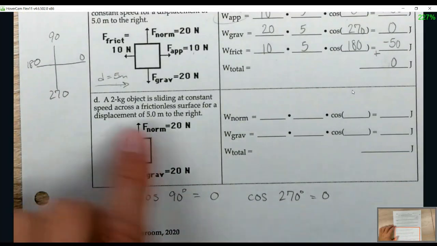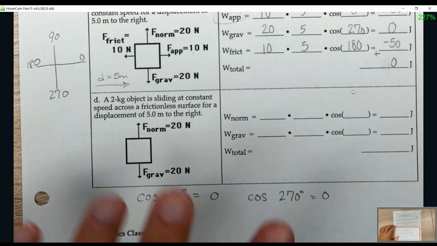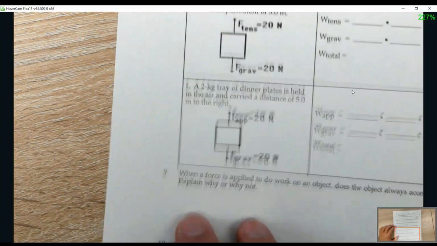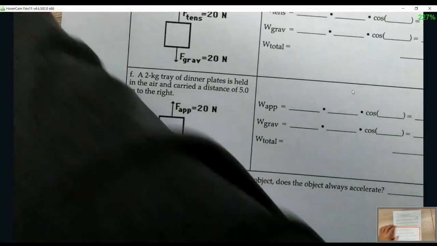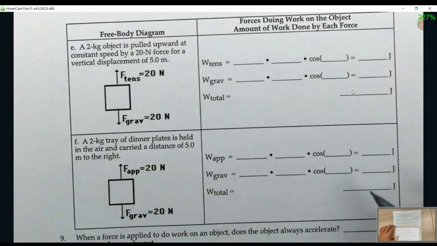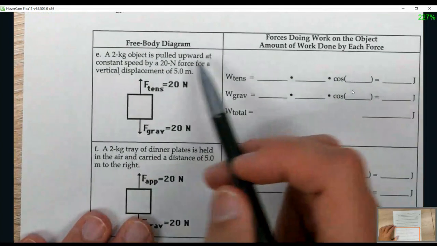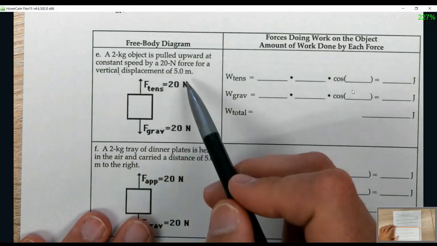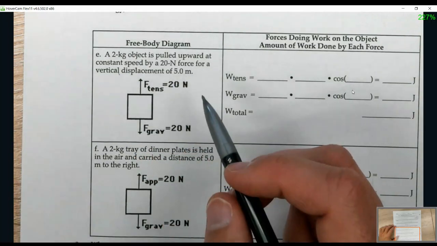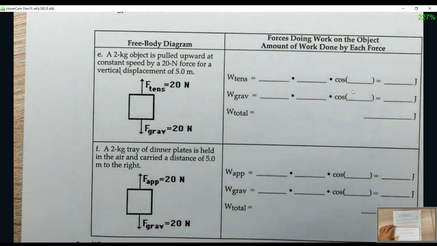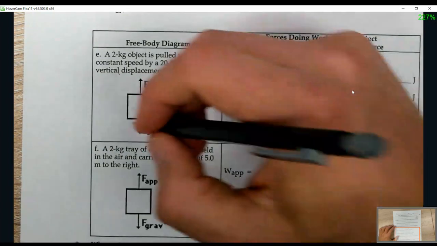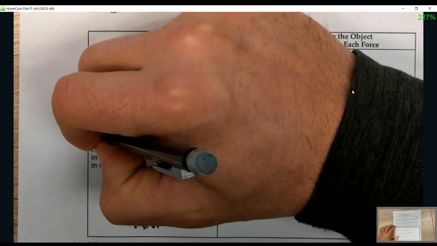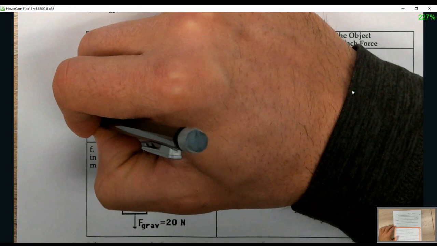Okay, this last one here, you guys want to try this one? You can, but let's take a look at this one right here. So a 2 kilogram object, right? It's getting pulled up by a 20 newton force for a vertical displacement of 5 meters. So what direction is the distance in this one? Yes. So we're going to draw a little up arrow on the side. Say that D is 5 meters.